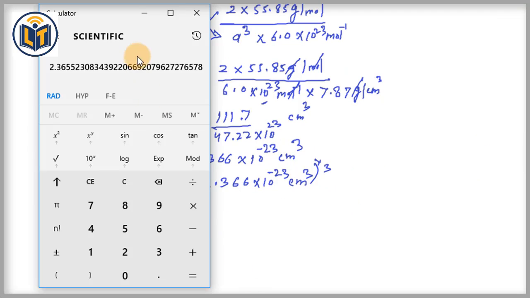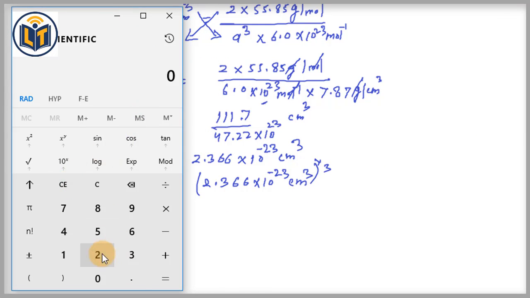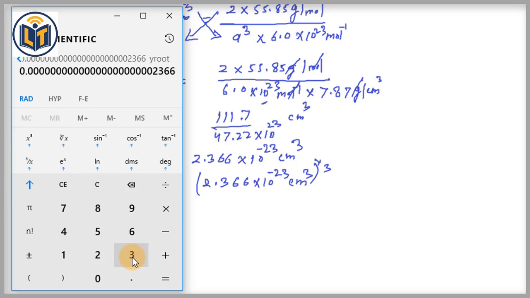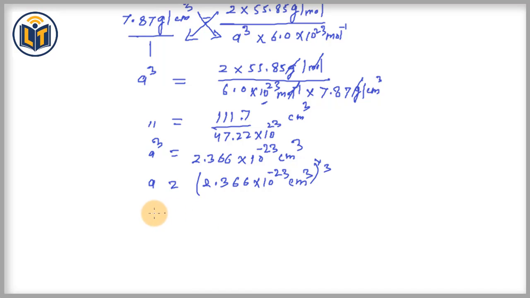Now let's use the calculator. The value we have is 2.366, multiplied by 10 to the power minus 23, and we take the cube root, which is equal to 2.871 multiplied by 10 to the power minus 8, so this is 2.87 multiplied by 10 to the power minus 8, in centimeters. This is the length of the unit cell. We got the A value, and it is in centimeters.